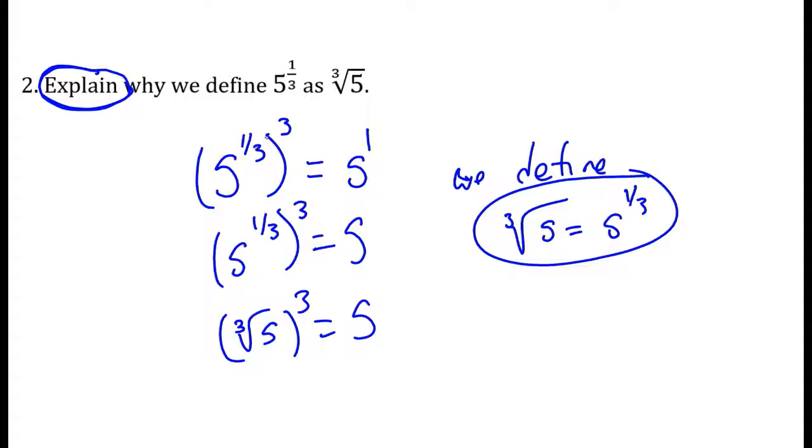But it's because we need this power to a power property to hold that we define 5 to the 1/3 as the cube root of 5. You need to know how to use fractional exponents, but also you need to know why we define them that way. It's important you understand why we defined 5 to the 1/3 this way.